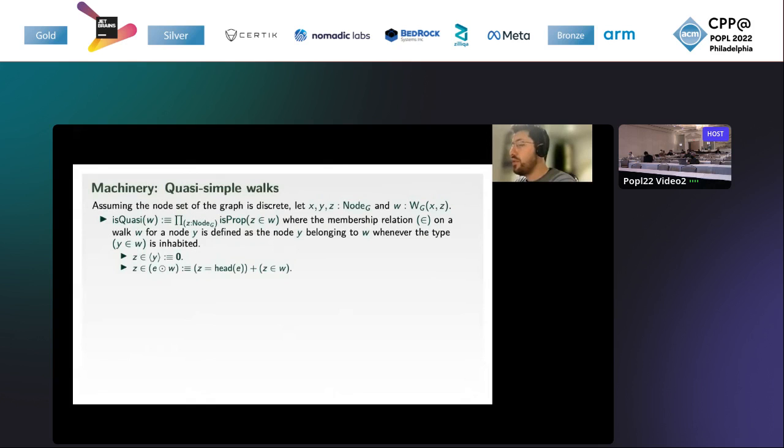A node never belongs to the trivial walk. And for a composite walk, E of an edge E and W, this node Z belongs to this composite walk if and only if it's the head of the edge or if it belongs to the walk W.